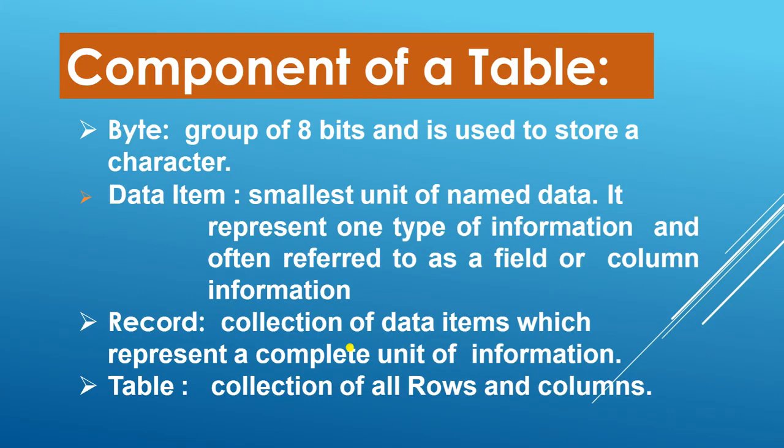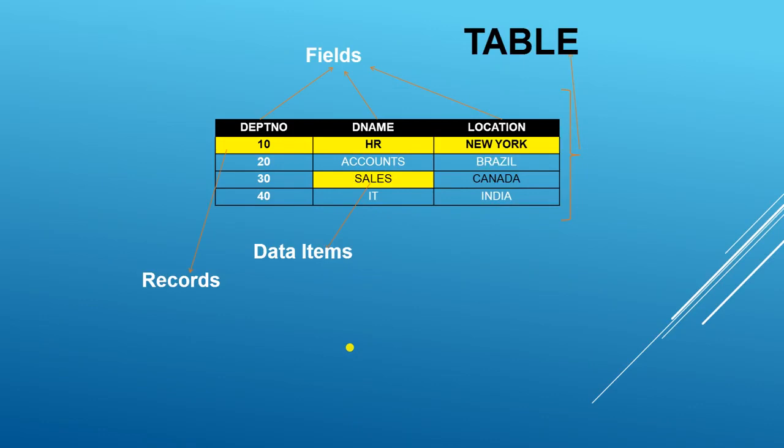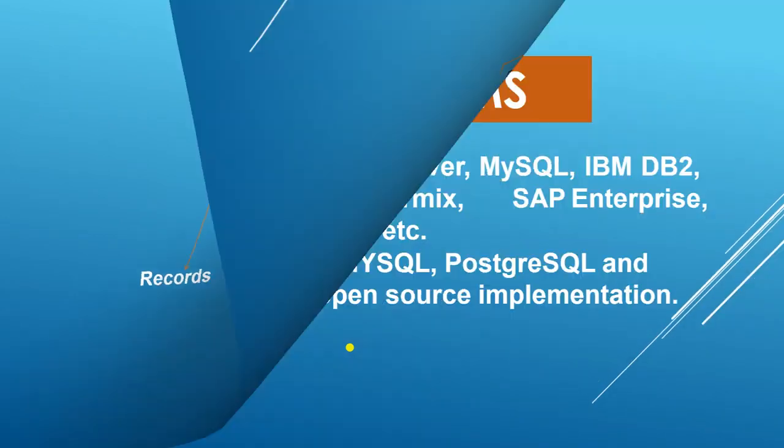Now components of a table. In the table there is a byte, that is a group of 8 bits used to store a character. Then it has a data item, record and a table. So this is your table. In this you have the fields, records and data items.